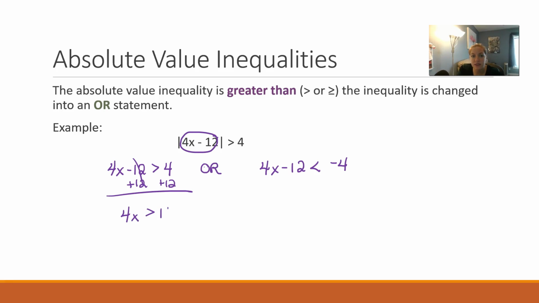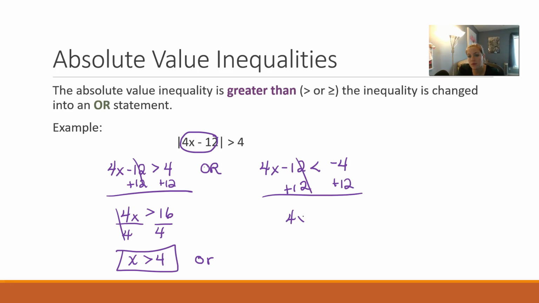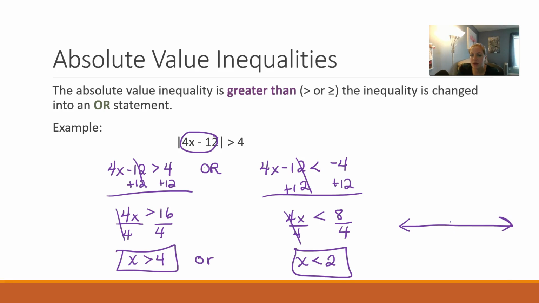4x is greater than 16. Divide both sides by 4. x is greater than 4 is one possibility. Or another possibility. Let's go ahead and solve this one. So we're adding 12, dividing by 4. So x is less than 2, or x is greater than 4. So we can always draw that graph just to make sure. So here's 0.